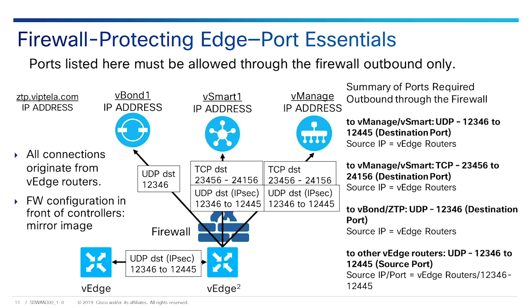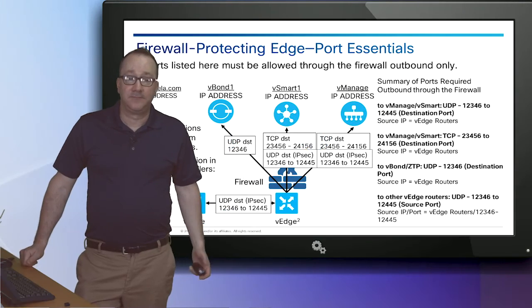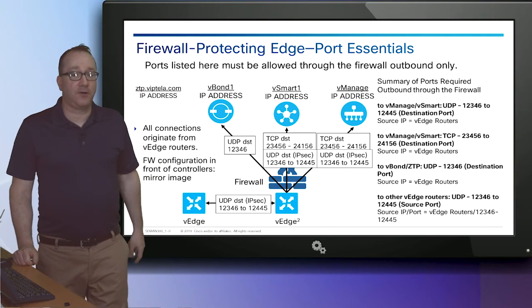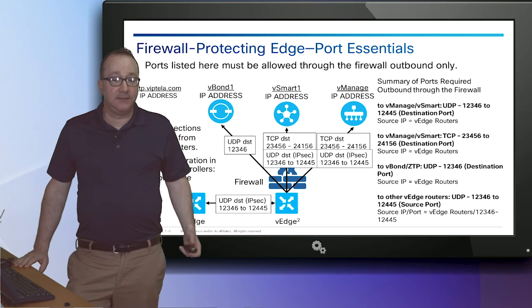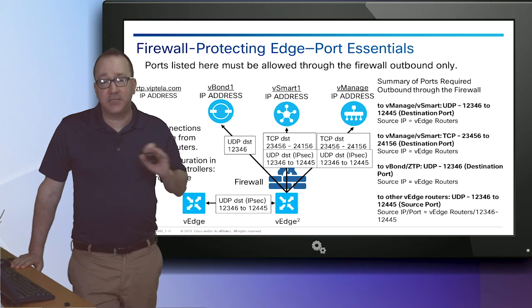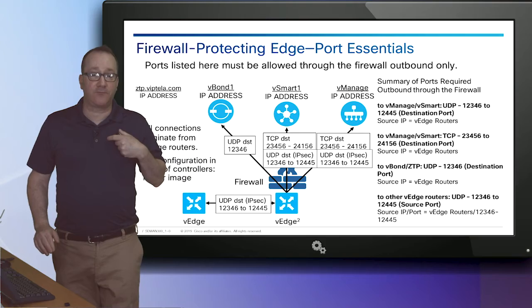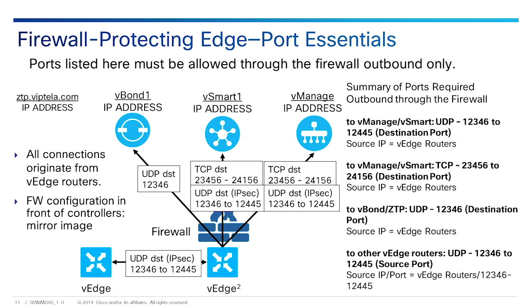So, there's a high probability that some of these vEdge devices are going to be behind firewalls, all right? And there are going to be some firewall settings that are going to be required in front of a vEdge. Now, all connections to controllers are coming from the vEdge, therefore no inbound ports must be opened. However, if you're blocking outbound, you'll need to permit the ports on this slide.